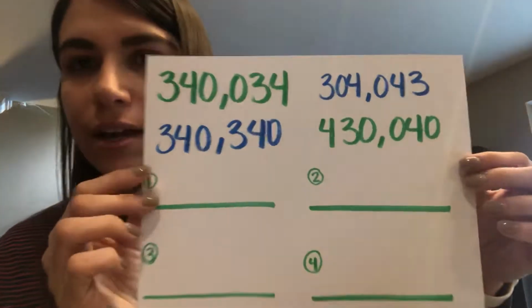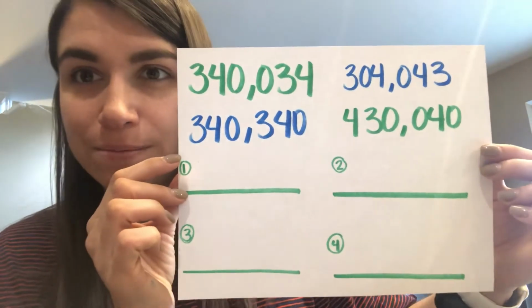All right, we're on our last one. So this one you're going to order them from least to greatest. So I want you to write down all the numbers, and then at the bottom I want you to put them in order from least, so the smallest, to the greatest, the biggest. So here's your last problem. Go ahead and pause it.